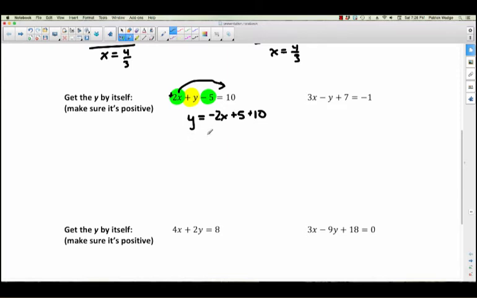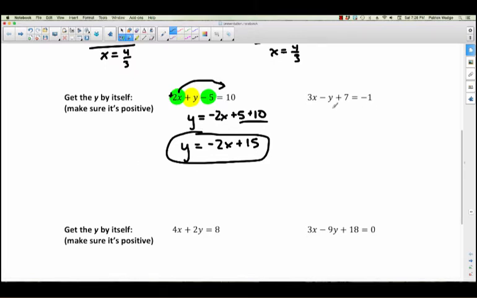Great. Anything else we can do? Sure, we could combine those, couldn't we? So we have y equals negative 2x. We're going to add these together, and we get plus 15. And this is an equation of a line, and that's the sort of thing we're going to be looking at in this chapter. So this is the reason we're getting used to doing this.